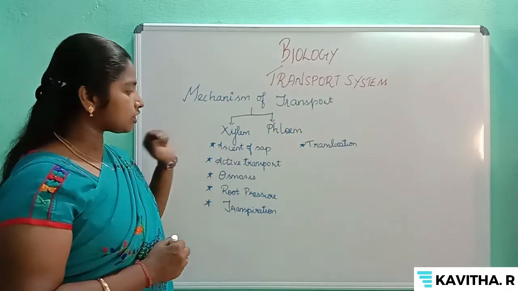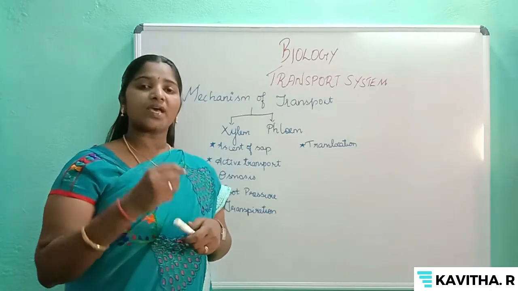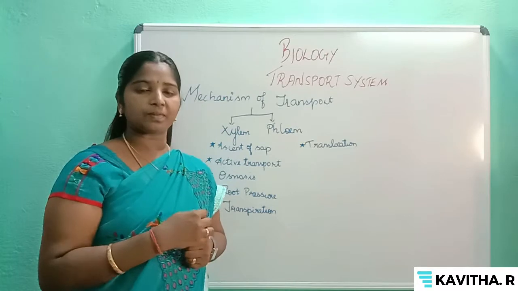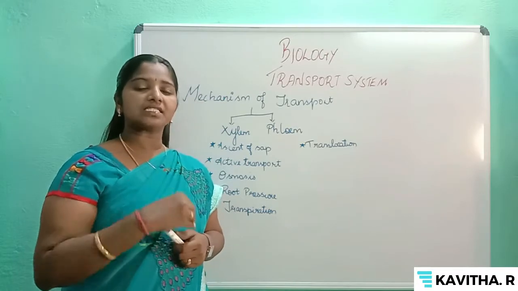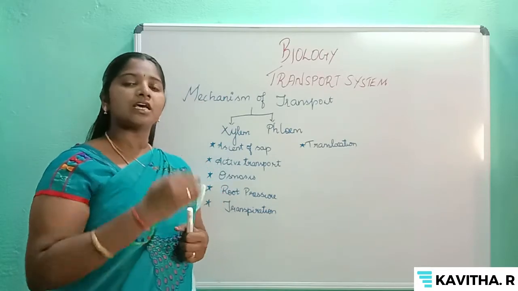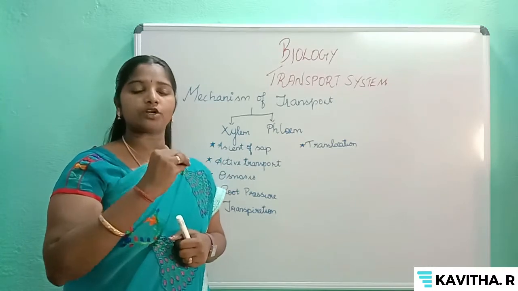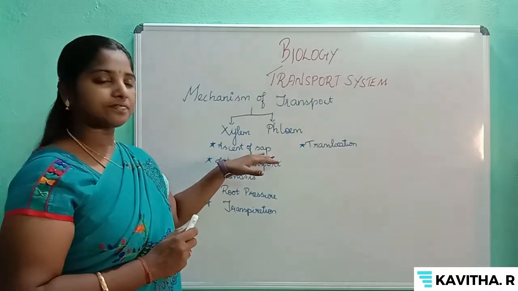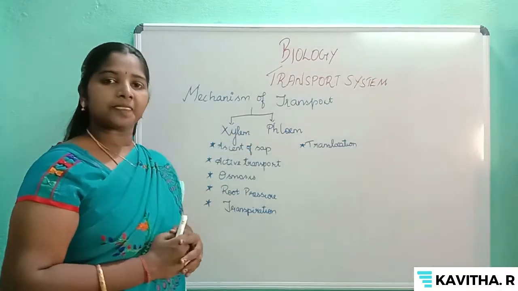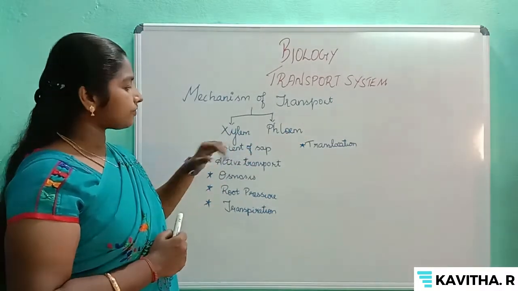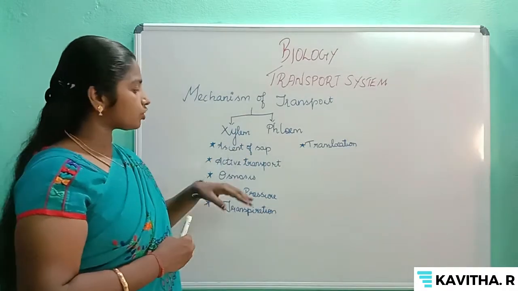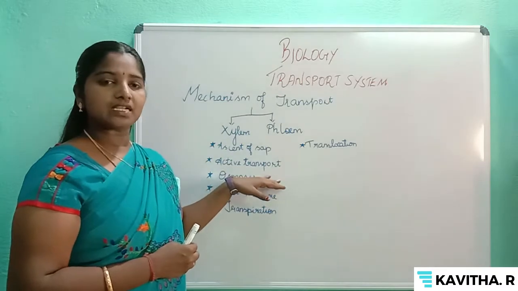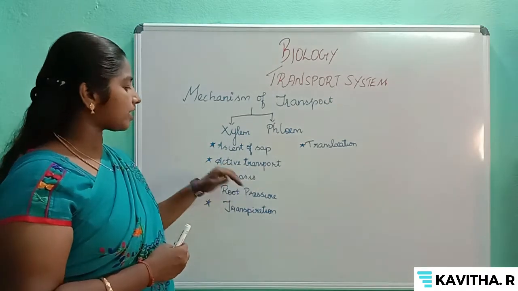Ascent of sap is involved when the water from the roots is taken to the aerial parts of the plants, that is, upwards to stems, leaves and flowers. The movement of water from downwards to upwards is called ascent of sap, which takes place in the xylem. When ascent of sap takes place, energy should be liberated. When the energy is liberated, there is a mechanism called active transport and osmosis.